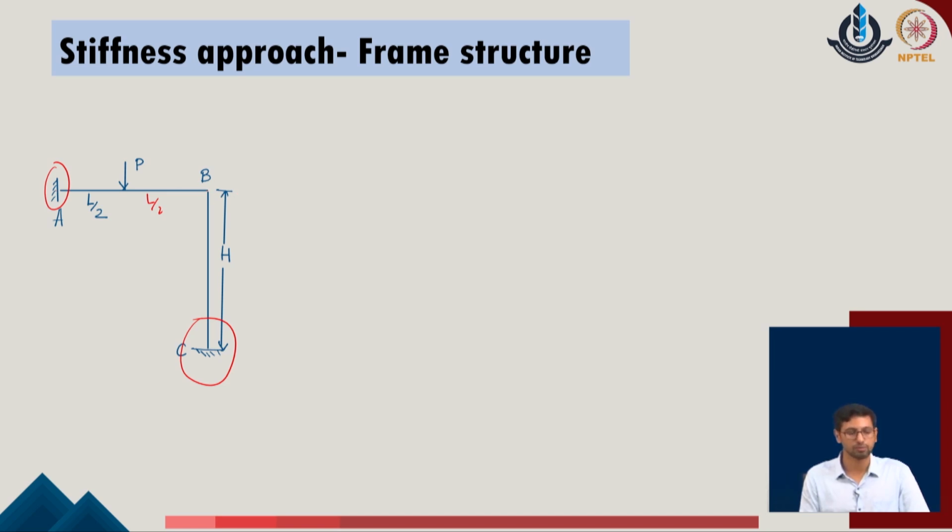Translations are not possible because the ends A and C of the given system are fixed. So, any translation at joint B in the given members will lead to a change of length, and that is why the only possible degree of freedom at joint B is the rotation. So, we define the rotation at point B, or theta B, as the only possible degree of freedom available in the given system.